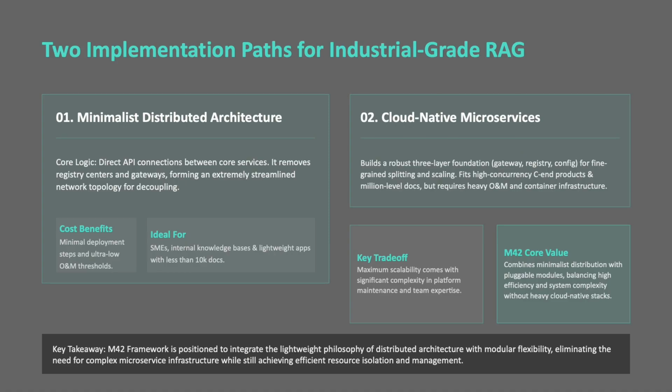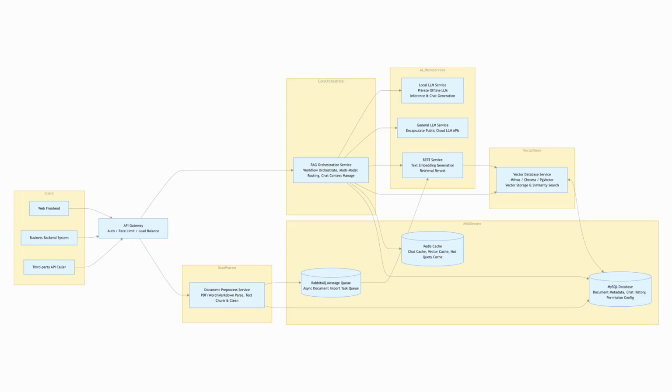Option 2. Minimalist distributed architecture. This cuts out heavy gateways and registry centers, with direct API connections between core services. The network topology is super simple to deploy and run. It has near zero maintenance costs, perfect for small and medium enterprises, internal company knowledge bases, and lightweight apps with under 10,000 total documents. The only downside is it can't scale as far as full microservices for massive traffic.